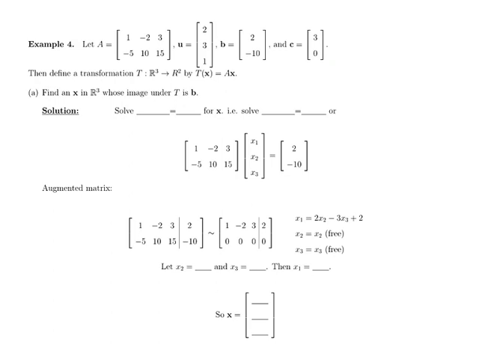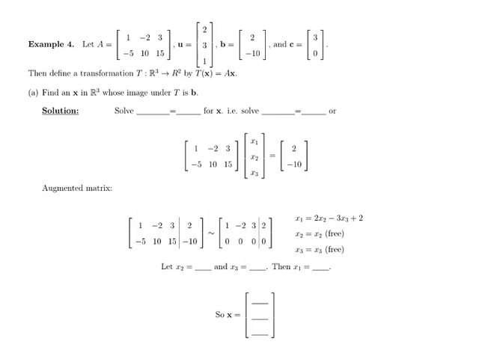So a new example. Let A be this 2 by 3 matrix: 1, negative 2, 3, negative 5, 10, 15. U is going to be this vector (2, 3, 1) in R3. B is going to be a vector in R2, (2, negative 10), and C is going to be a vector (3, 0) in R2. We're going to define a transformation T going from R3 to R2 by T of x equals Ax. Again, it's this matrix multiplication that defines our transformation.